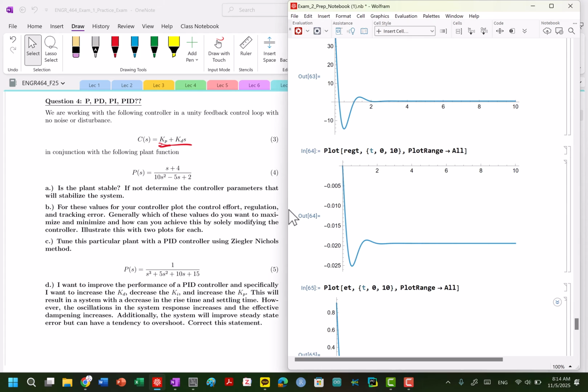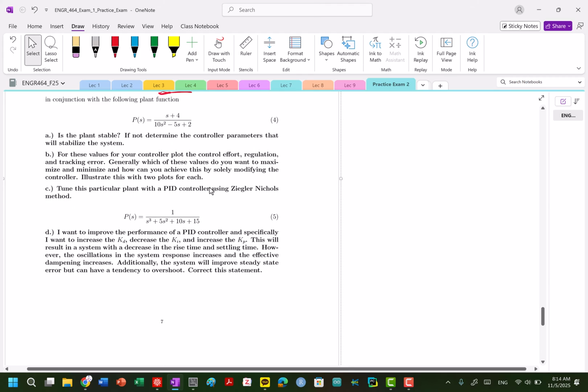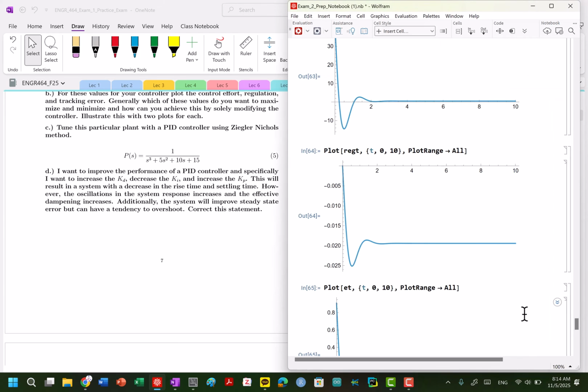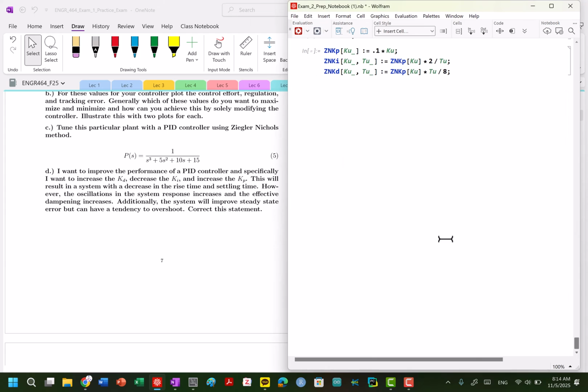Excellent. So how do we tune this particular plant with a PID control using the Ziegler-Nichols method? So let's go ahead and do that. We're going to go ahead and put our system. So now we're going to call this our PS2. PS2 is equal to 1 over s cubed plus 5s squared plus 10s plus 15. So when that happens, what do we get?